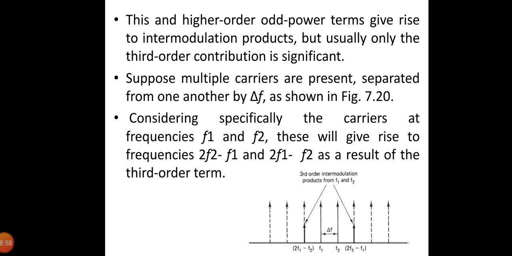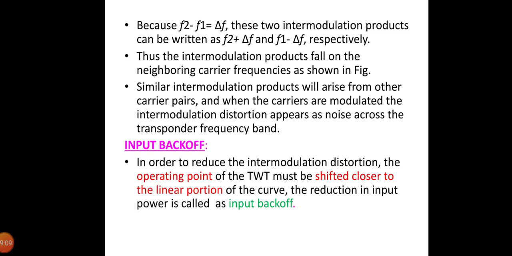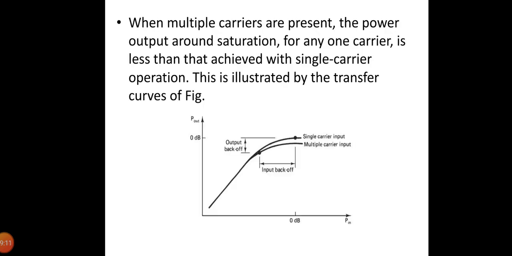In order to reduce this intermodulation distortion, the operating point of the TWT must be shifted closer to the linear portion of the curve, as you can see in this figure. The reduction in input power is referred to as input back off.